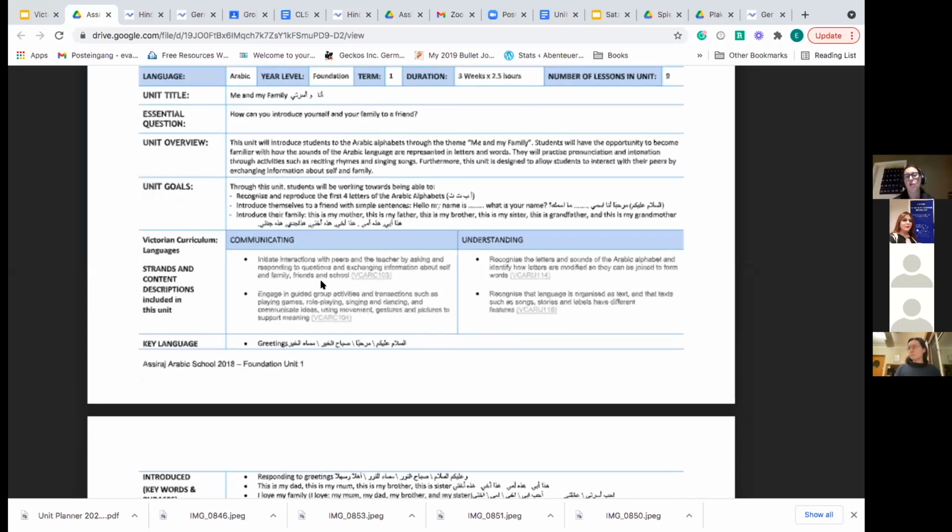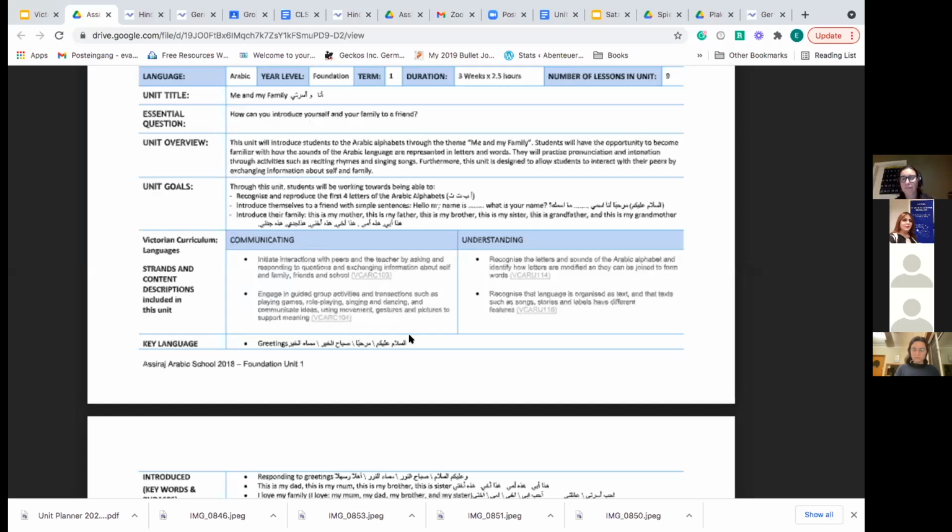They learn to talk with each other, introduce themselves, interact with their peers in the class. So you would put in this substrand of initiate interactions with peers and the teacher by asking and responding to questions and exchanging information about self and family, friends, and school. You can see this substrand is closely related to your unit title and your overview. So there is a connection. Make sure that you always have this connection between the strands and what you're teaching and your unit overview.